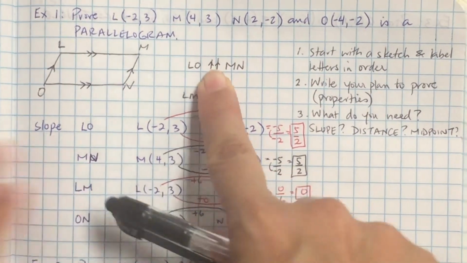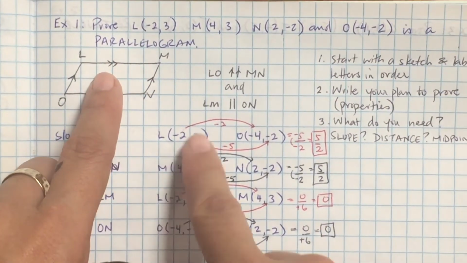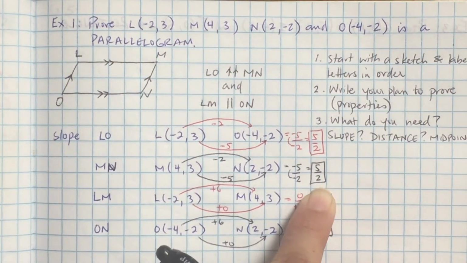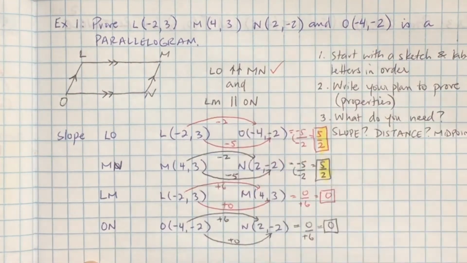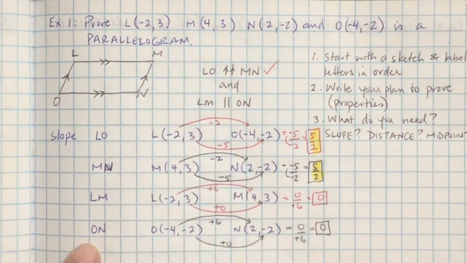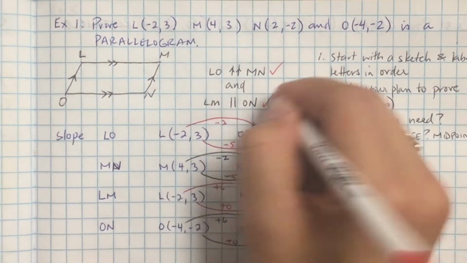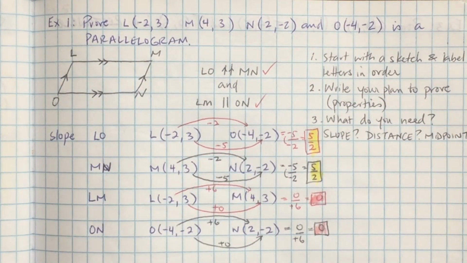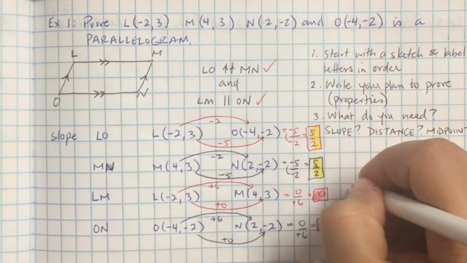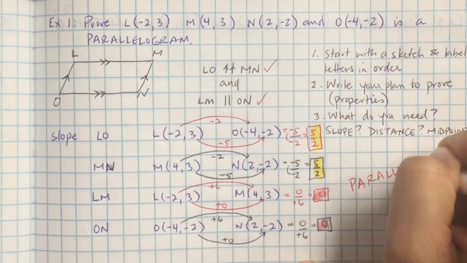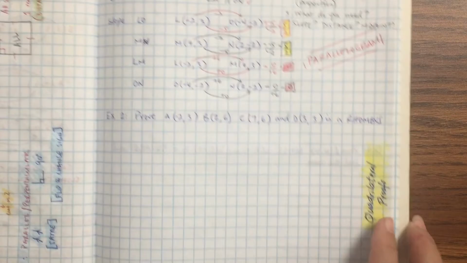So now remember what I was proving. LO is parallel to MN. Remember, if they're parallel, they have the exact same slope. So do LO and MN have the same slope? Yes, they do. They are both 5 over 2. Which means LO is parallel to MN. I can tick that off. What about the second one? LM and ON? Are those the same? Yes, they are. They're both 0. So that's parallel as well. So this shape is a parallelogram because it has 2 pairs of sides that are parallel to one another. Now we can't just prove one pair of sides is parallel because it could be a trapezoid. So remember, you have to prove both pairs for a parallelogram.